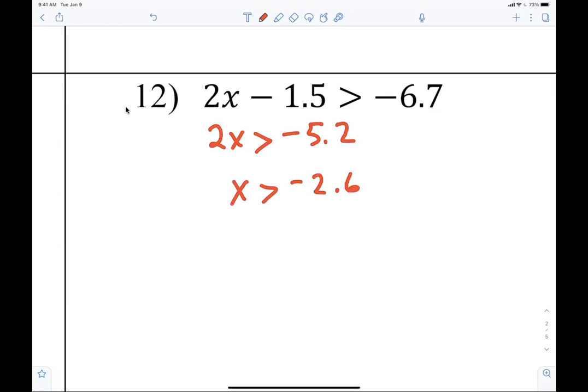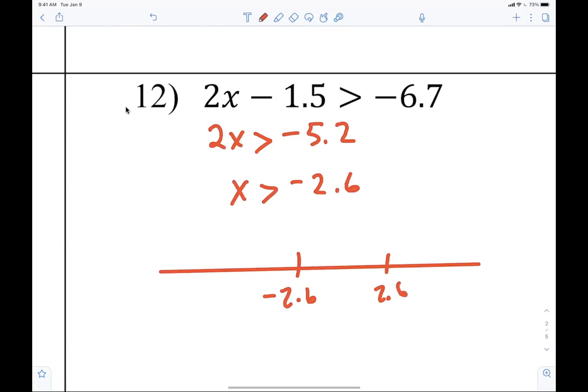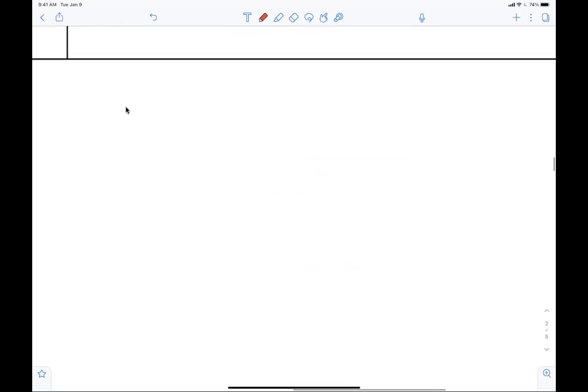We're practicing without a calculator. Here we go. Here's negative 2.6. Here's 2.6. What kind of circle? Open, going to the right. Any issues? Here we go. 14.